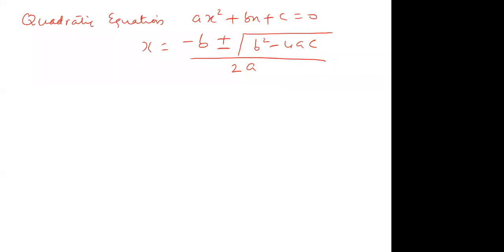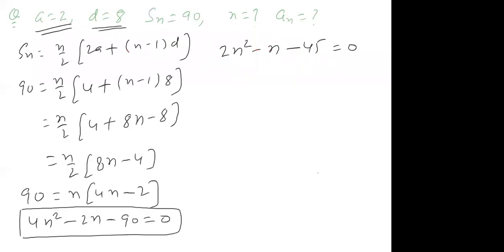So just solving completely. See, this is ax square plus bx plus c is equal to 0. A is equal to 2, the coefficient of n square. B is equal to minus 1. And c is the constant term, minus 45.